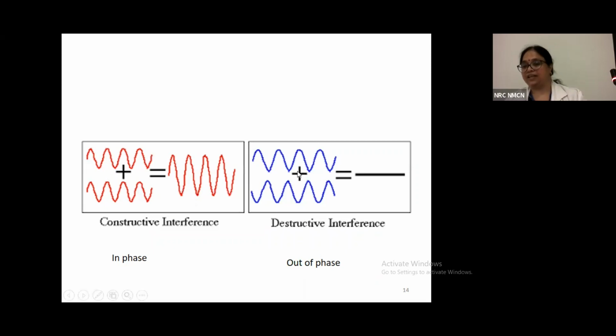But when there is destructive interference, that is when the peak of one wave is opposite to that of the other wave, when we add these two, we get a destructive interference and we are not able to see the specimen, and that becomes a darker shade in the intensity of the specimen. This is called the specimen being out of phase, and the brighter part is called the specimen being in phase.